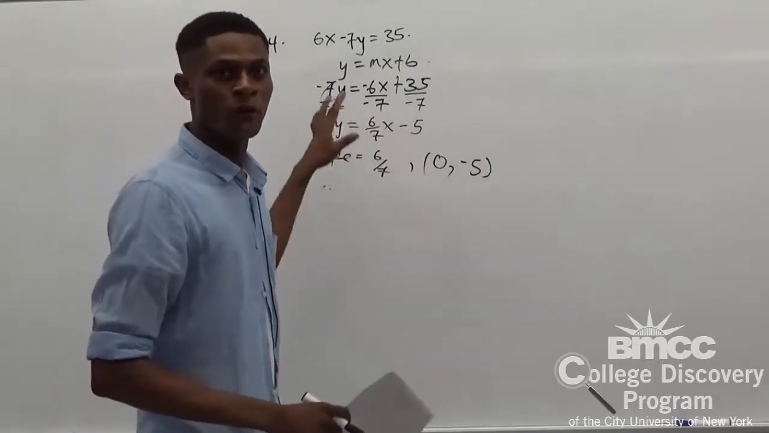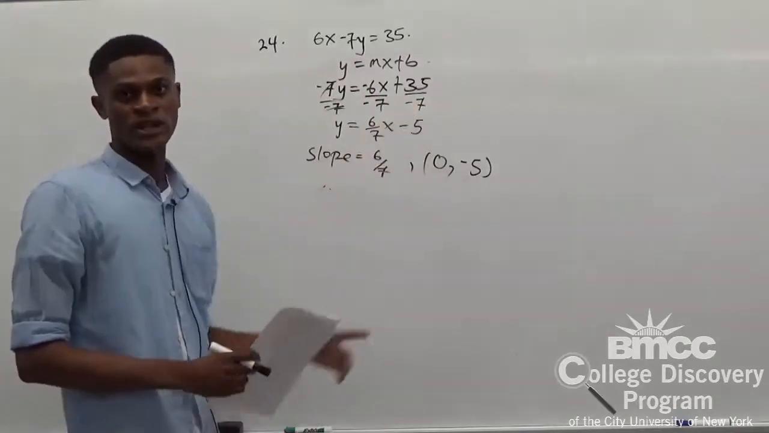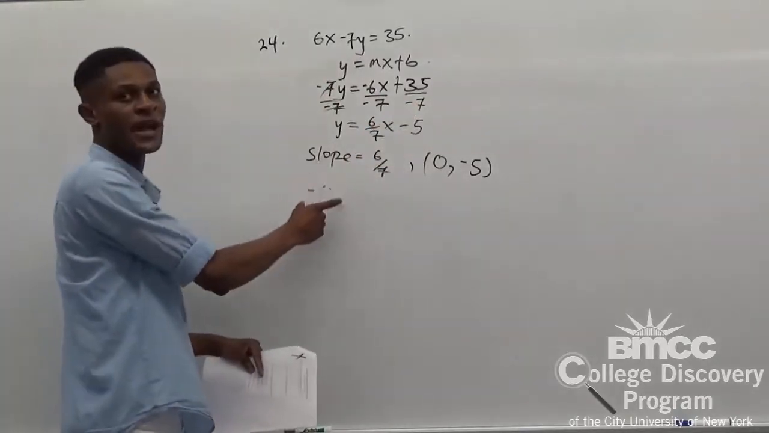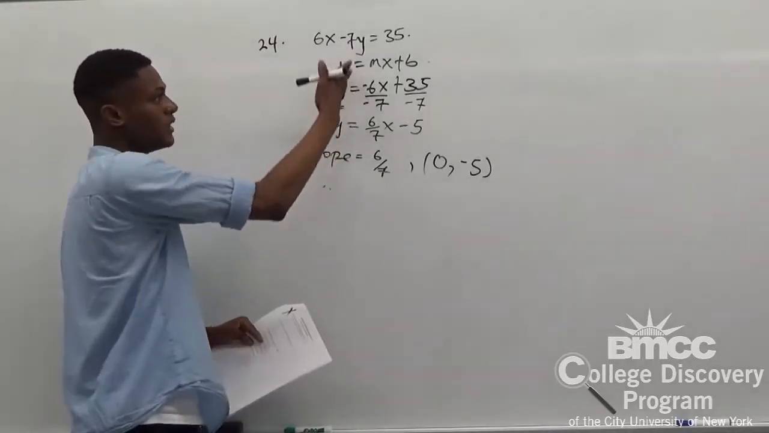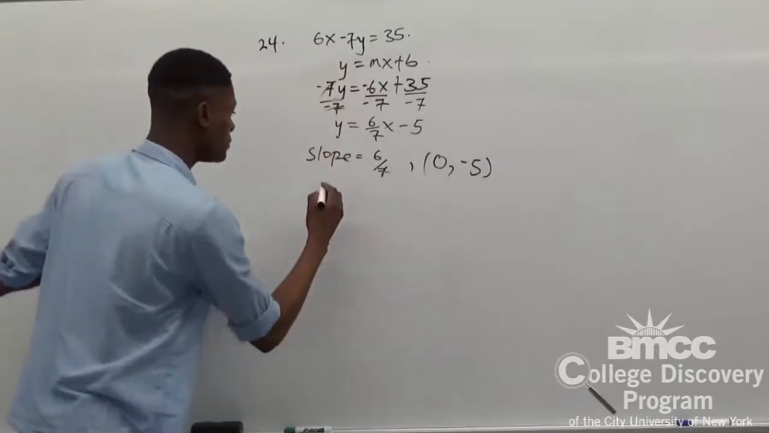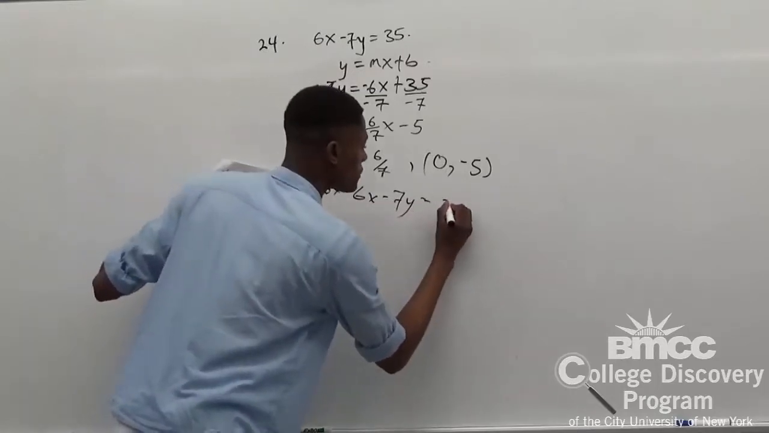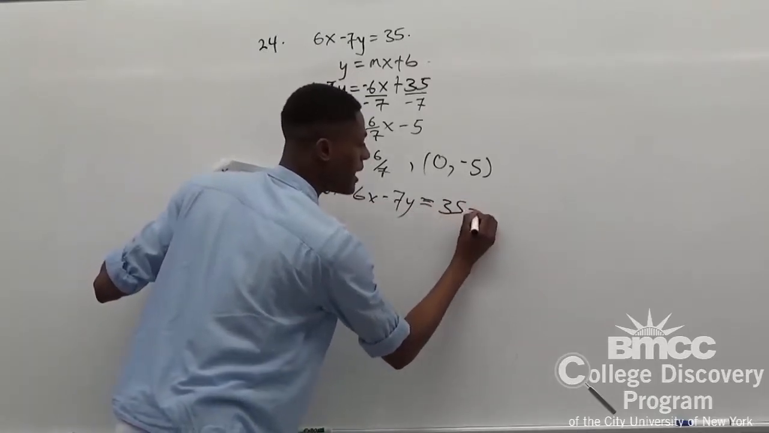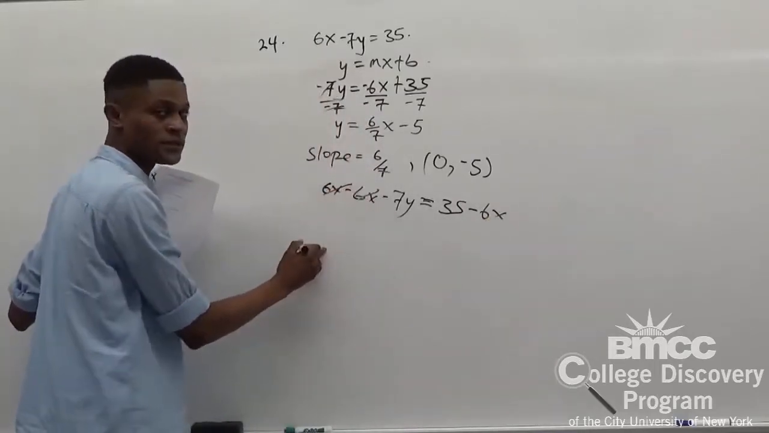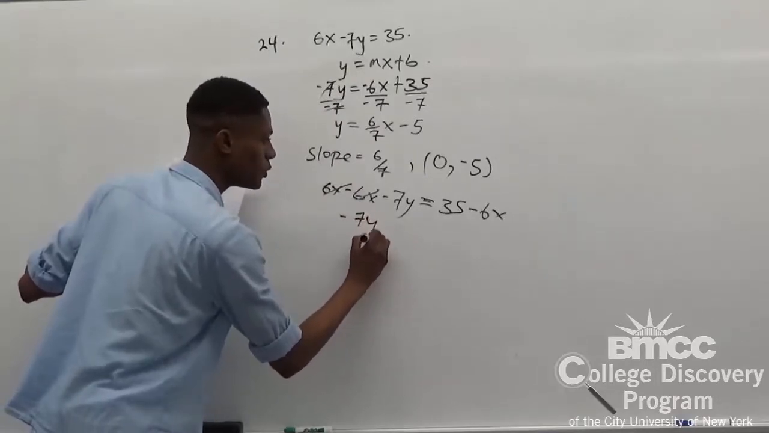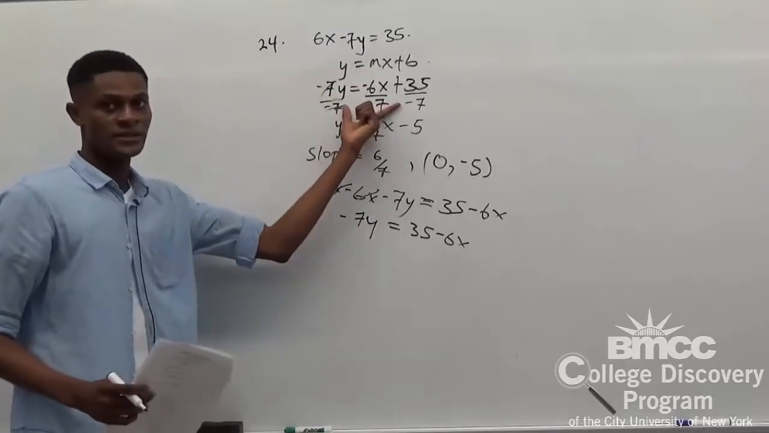So let me give you more details about how we had the negative 6 on the other side of the equation. So now we just have to subtract the 6x on both sides to leave the 7y open, which gives you 6x minus 6x minus 7y equals 35 minus 6x. So the 6x cancels out and leaves you with negative 7y equals 35 minus 6x, which is the same as this.